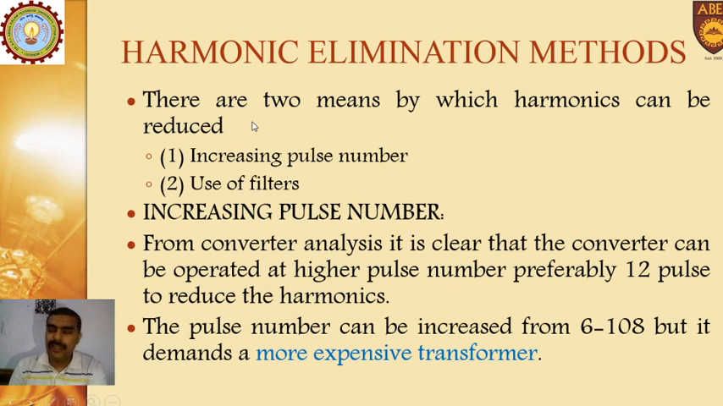There are two methods by which harmonics can be removed. One is to increase the pulse number, then the harmonics can be reduced, and another option is the use of filters. The pulse number can be increased from 6 to 108, but the higher the number of pulses, the more expensive is the transformer. So this limits the use of a higher number of pulses. So the alternate option available to us is the use of filters.